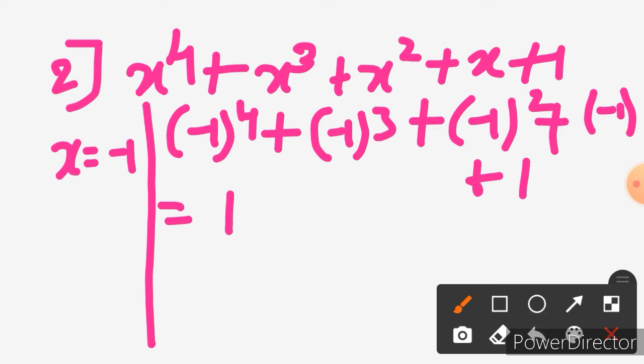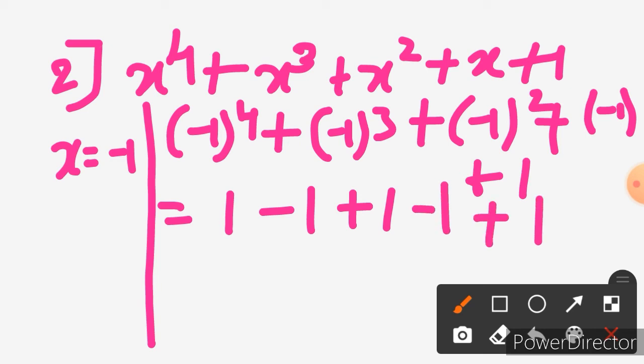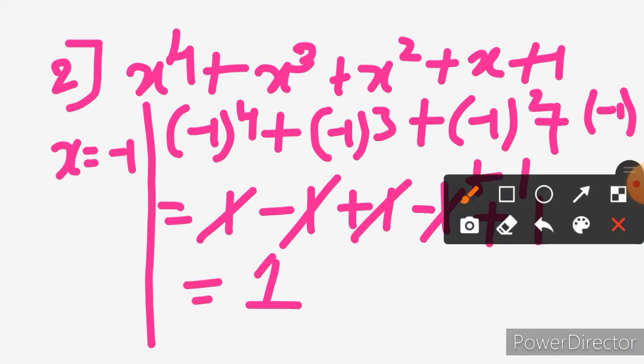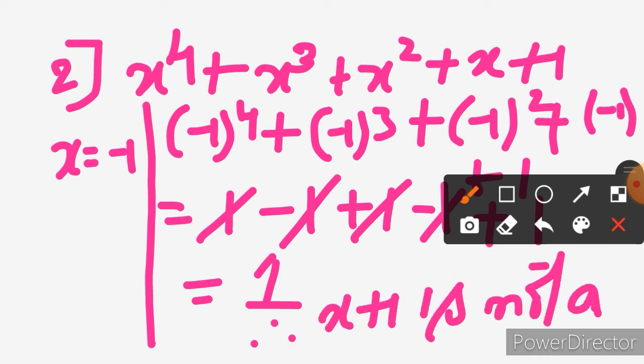And minus 1 whole cube is minus 1. Minus 1 whole square is plus 1 because the power is an even number, and minus 1 plus 1. If you see, guys, minus 1 plus 1 gets cancelled, plus 1 minus 1 gets cancelled. I am getting 1 here. Therefore x plus 1 is not a factor of the given polynomial x power 4 plus x cube plus x square plus x plus 1. Is it okay? So 1 we are getting, we should get 0 here.